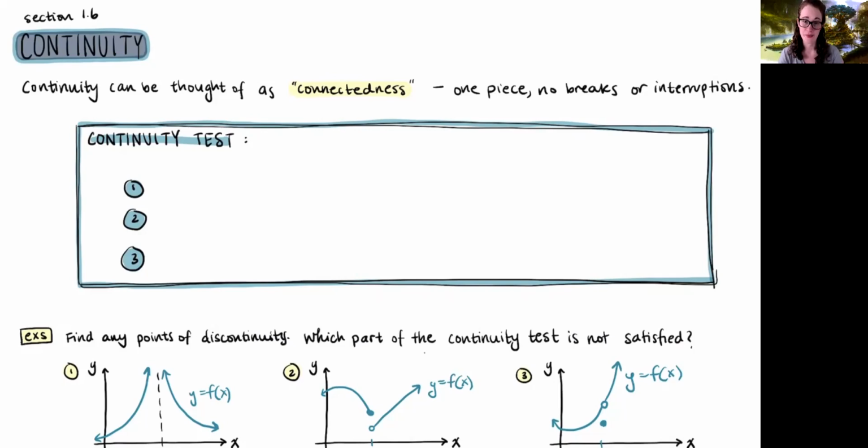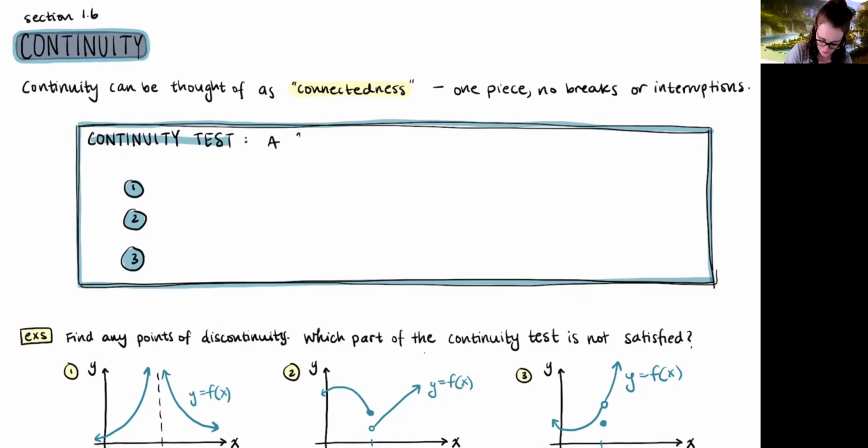nice connected piece. Okay, so I'm going to share with you what I'll call a continuity test, or basically the three conditions for a function to be continuous at a particular point. And then we'll look at what those conditions look like graphically. Okay, so first the symbols, then we'll take a look at some pictures and see how they relate to each other. Okay, so here is the continuity test.